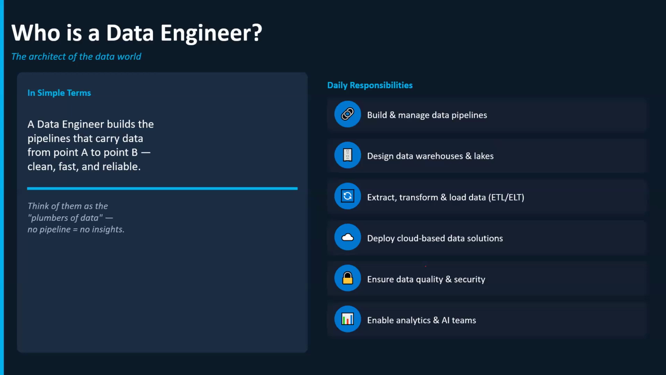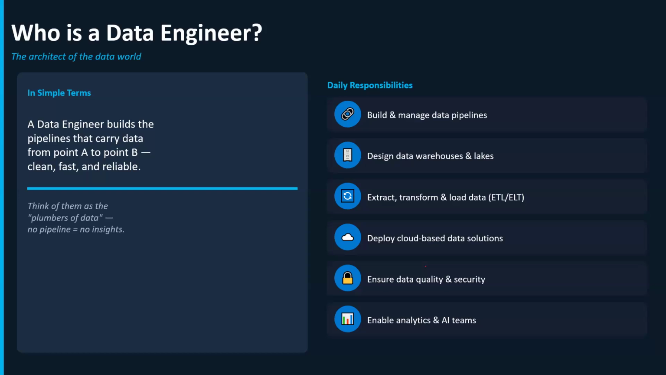So basically they build and manage the data pipeline, and design the data warehouse and lakes. Because at the end of the day, all this data in the required format needs to be assembled and grouped somewhere. That's where the data warehouse and lakes come in. And extract, transform, load the data. As I mentioned, the data is in multiple sources. They need to extract it, transform it to the required format, and load the data.